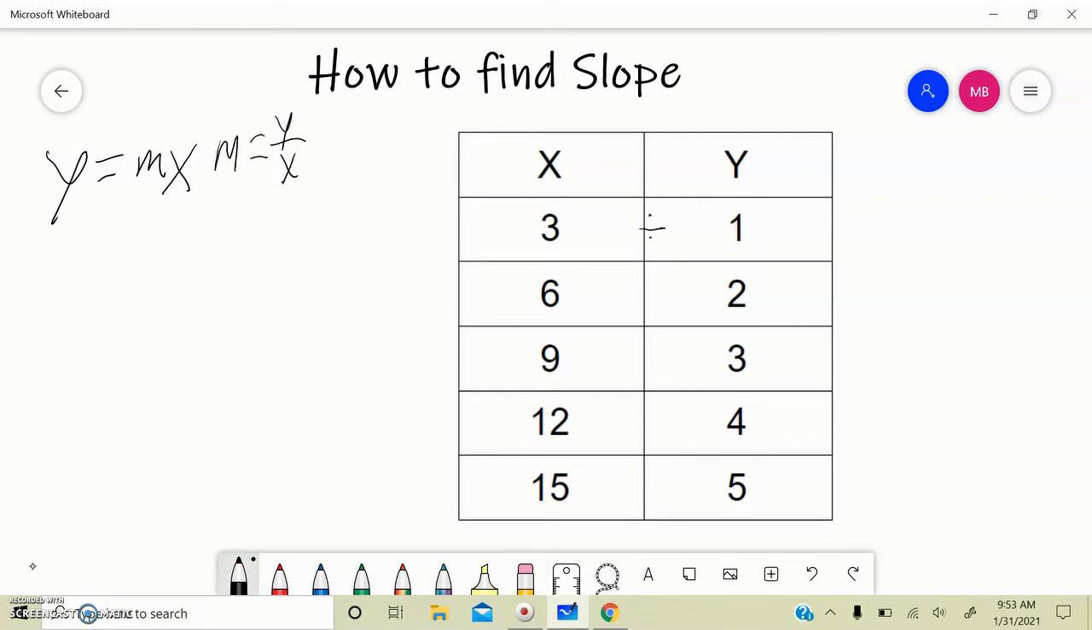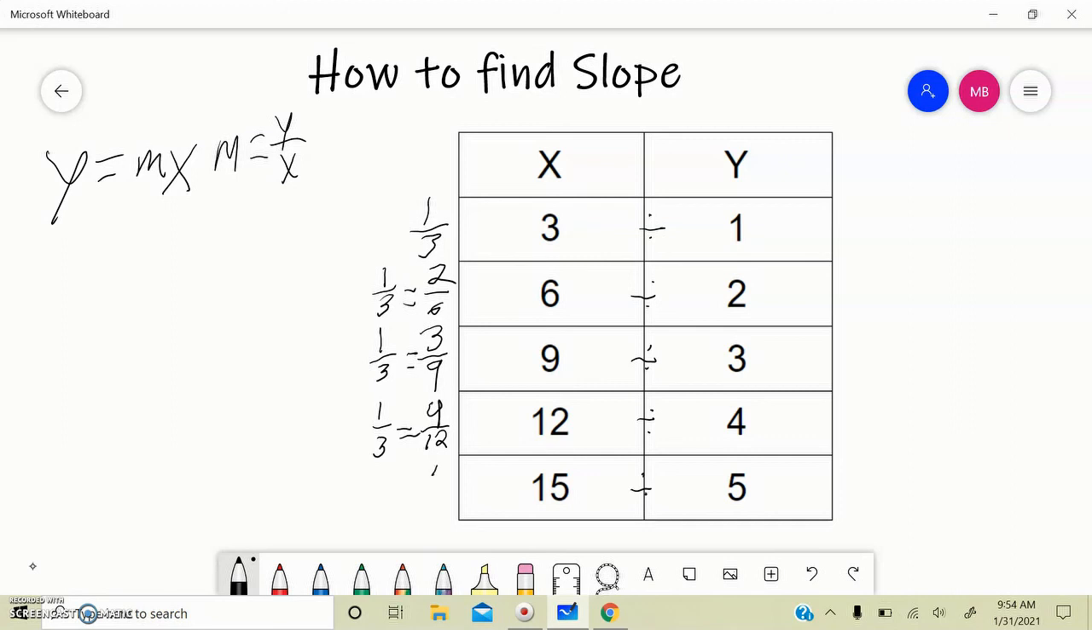We're going to quick do our division here. So that's going to give us 1/3. Well, that can't be simplified anymore, so we're going to leave it as that. Move on down, we have 2 divided by 6, and that can actually be simplified down to 1/3. Now I'm going to look at the next one. I have 3 over 9, which also will give me 1/3. Then I have 4 over 12, which will give me 1/3.